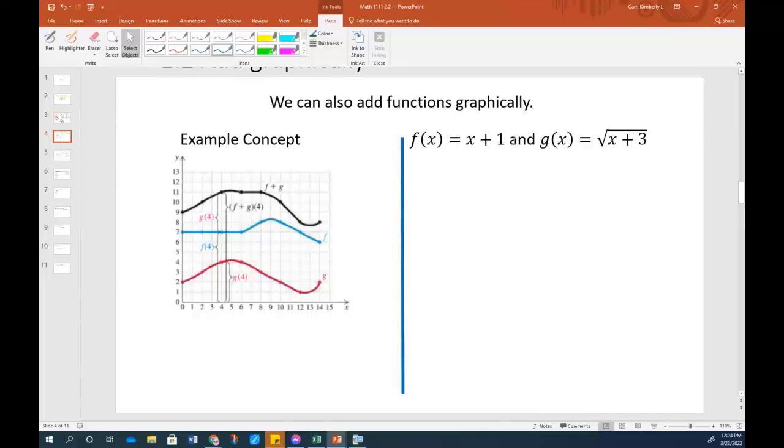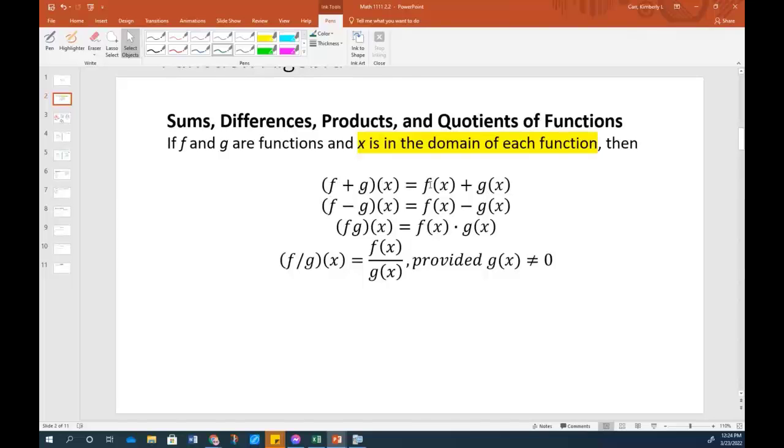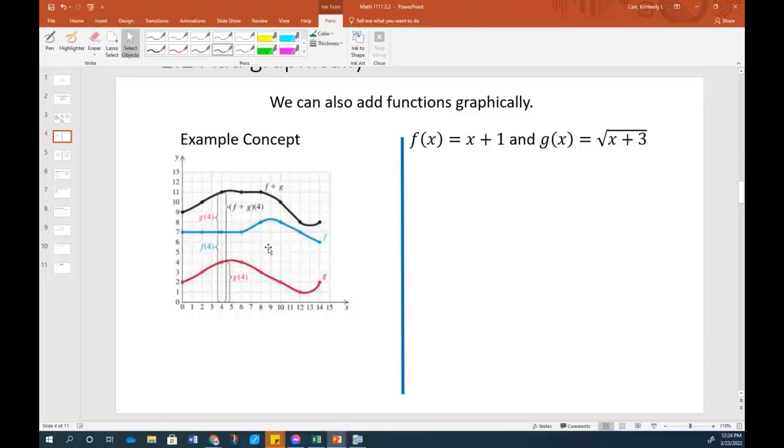Now, it doesn't happen as often, but if we needed to add functions graphically, you take the y values. Let me just back up again. f plus g of x is equal to f of x plus g of x. But f of x is a y value, and g of x is a y value. So if we add the two y values, we get a new y value, which represents this f plus g of x. And that's what we're looking at here.